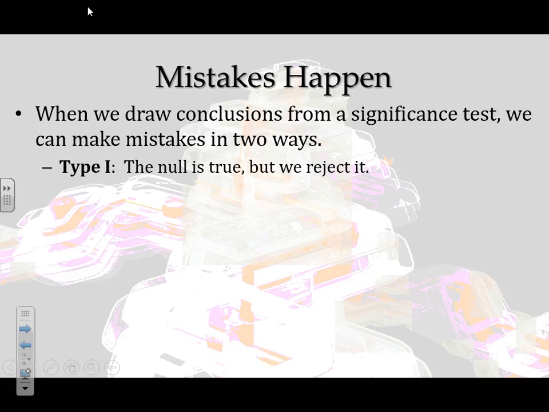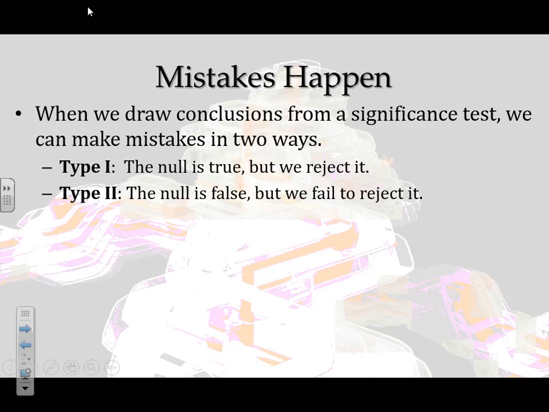Type 2 is essentially the exact opposite. With a type 2 error, the null is incorrect. So the null is wrong, but we don't find enough evidence to reject it. So the null was wrong, but we failed to reject it. So when we found our p-value, it wasn't low enough for us to draw the conclusion to reject when we should have.